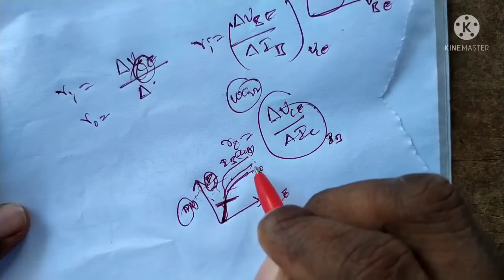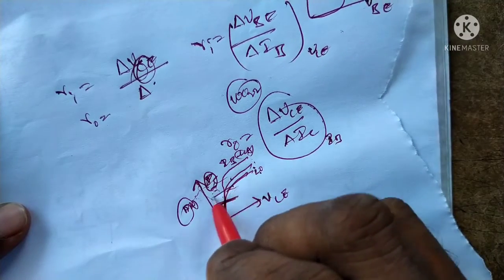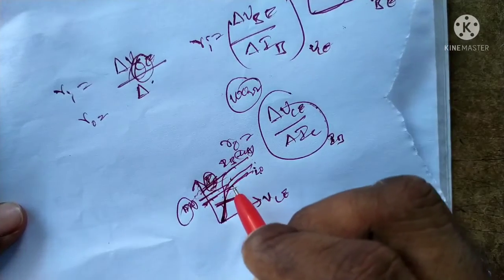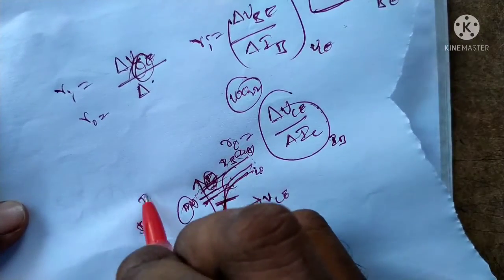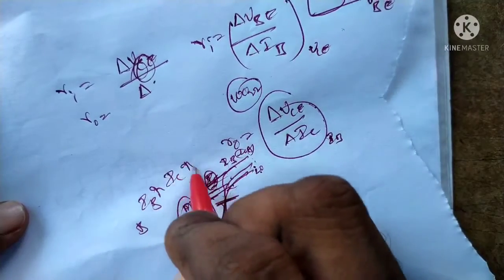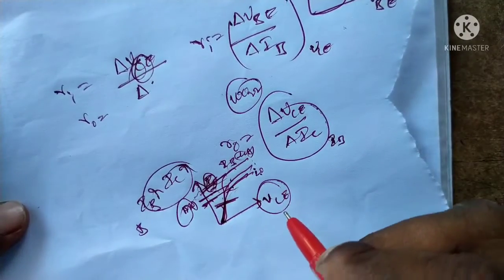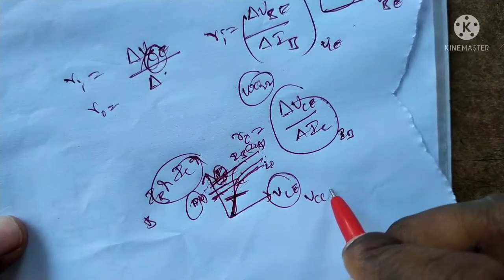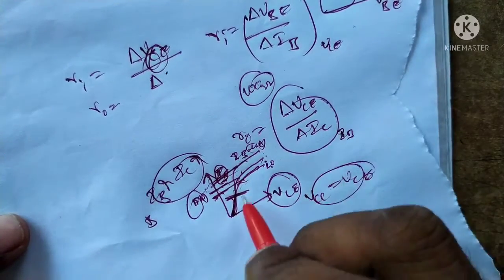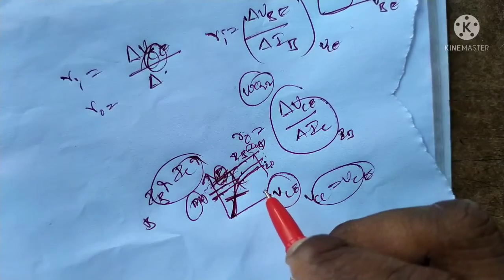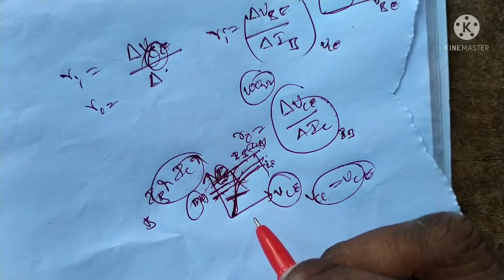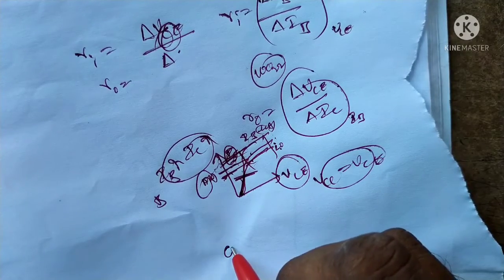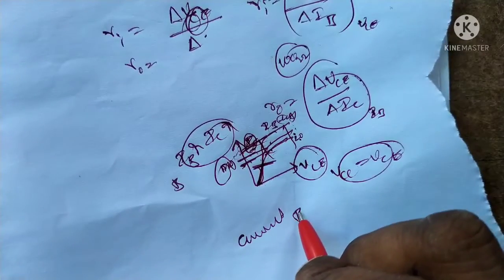Increasing the base current, the collector current increases like this: 10, 20, 30, 40. As the base current IB increases, the collector current also increases, but there is no effect in the VCC. When VCC is equal to VCE at this junction, that is the saturation region, and there is no change in the circuit.